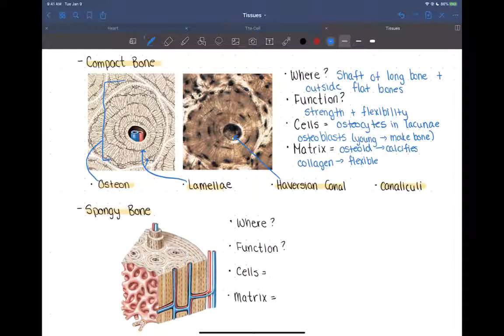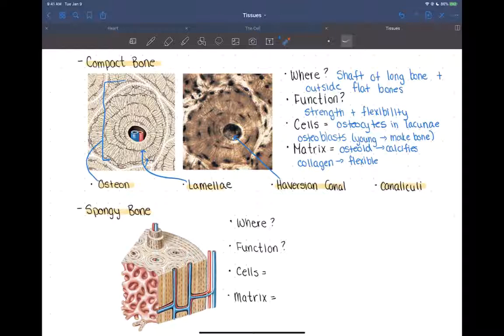And then the last feature to point out is that between the cells and these lamellae, there are little channels connecting them to each other. There are these little threads connecting these cells to the cells in the next lamellae. Those are called canaliculi, little canals, and they connect cells to other cells. They allow nutrients from the blood vessels in the middle to move all the way out to the cells at the edge. Okay, so that's our compact bone.